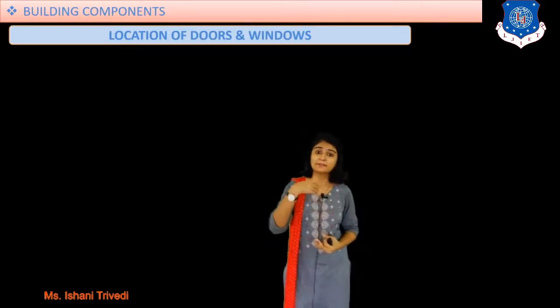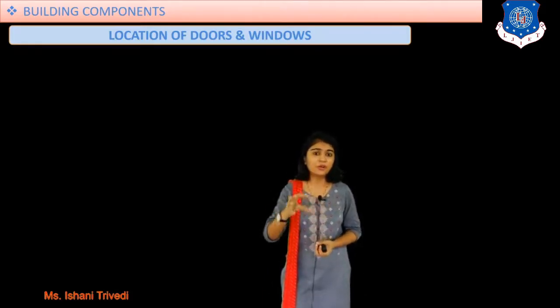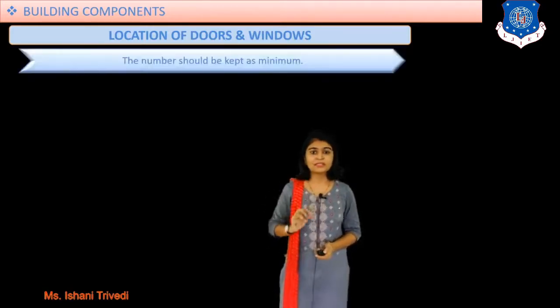So what happens here is, how will you locate the doors and windows? How many doors are to be provided? How many windows are to be provided? What will be its position? How will you locate it so that you will have maximum light, maximum air circulation, maximum ventilation? There are lots of parameters on which it is decided how you will locate the door and window for your particular room. Let us have a look at that.